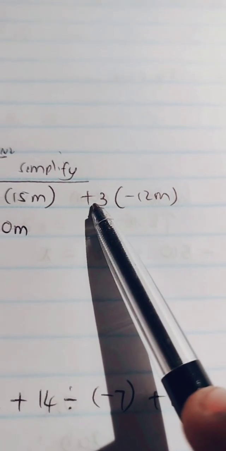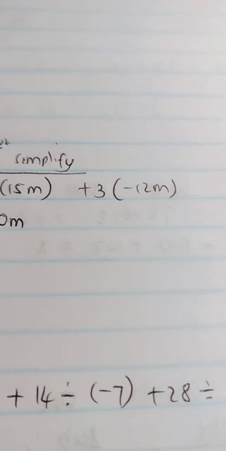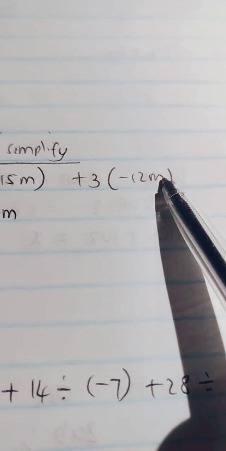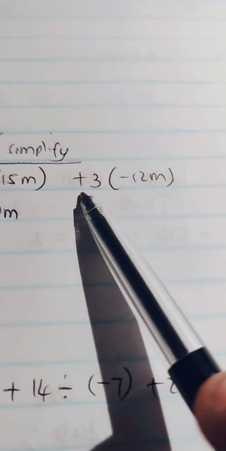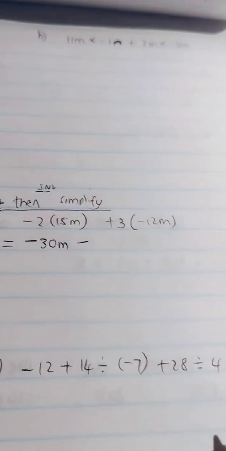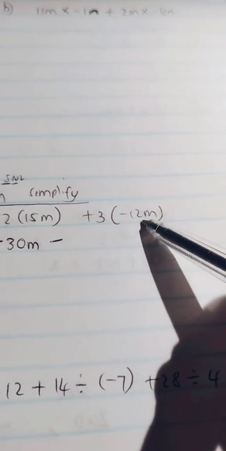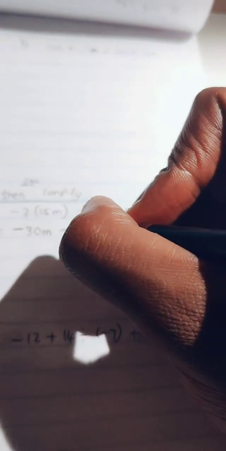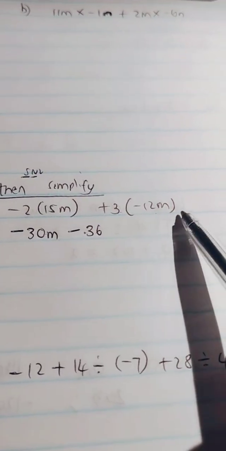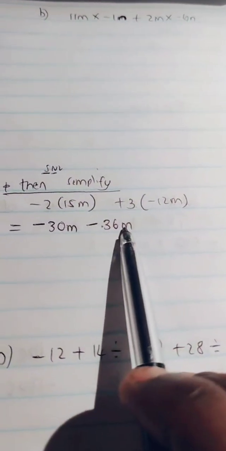Let's move on to this term now. This is 3, it's positive. This is 12, it's negative, and there's a bracket. Bracket means multiply. So we're going to multiply positive 3 with negative 12m. Let's start with the sign. A positive times a negative is a negative. Then we move on to the number. What is 3 times 12? 3 times 12 is 36. Then lastly, the m. We attach the m to the 36 because it is there.